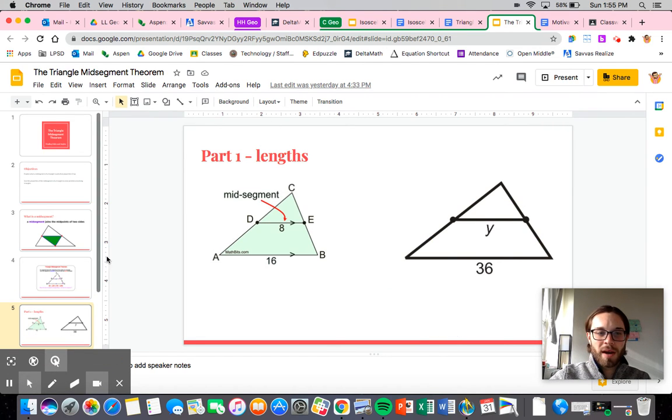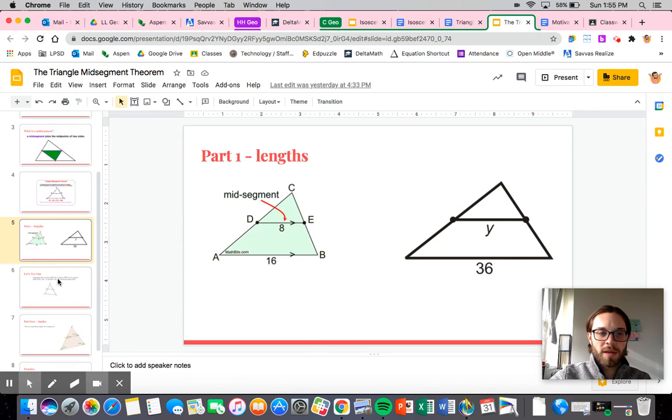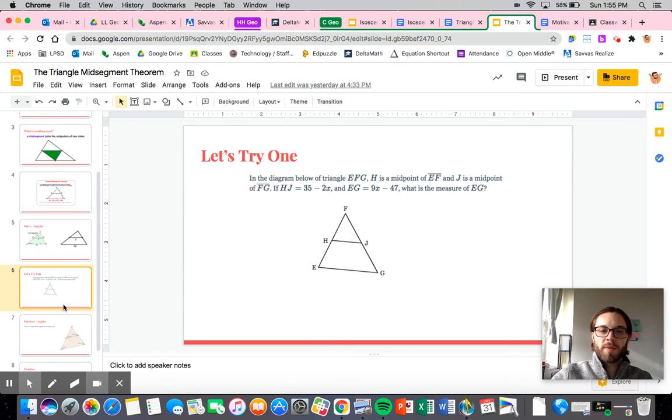Okay. Let's do a slightly tougher one. This one will involve some algebra. In the diagram below of triangle EFG, H is a midpoint and J is a midpoint. So basically, what are we saying? We're saying this is a midpoint and this is a midpoint. Whenever you see that, we know that this right here is going to be a midsegment.